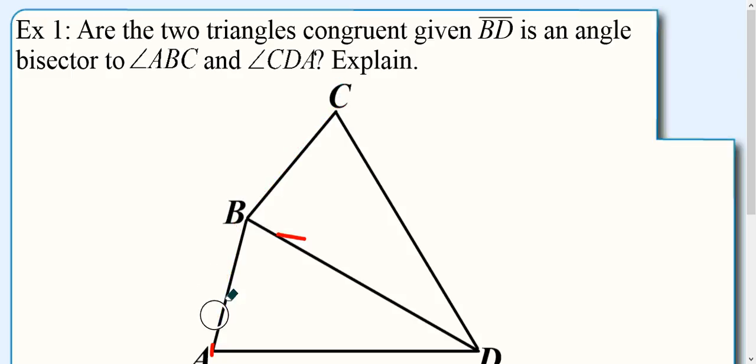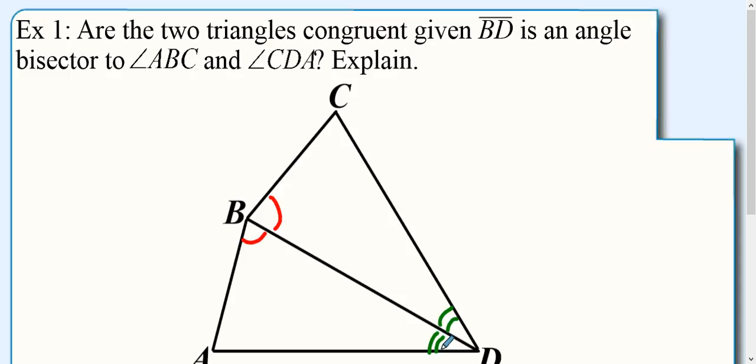Bisected, cut in half. Since it's bisected, that means these two angles are the exact same. And then same thing on the other side, CDA. Since that angle is bisected, it means those two angles are the exact same. But we have to mark them different, so we do the two arcs. So that's two pieces of information.